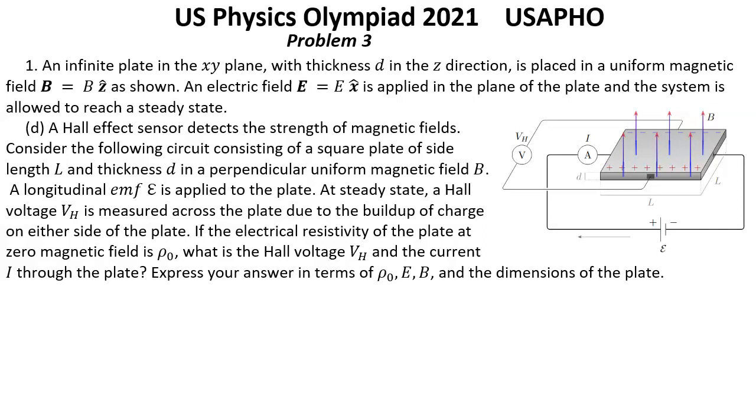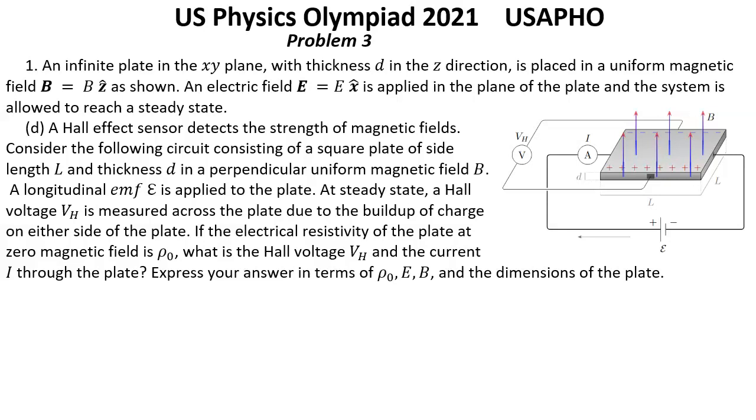Question D. How does the Hall effect sensor detect the strength of magnetic fields? Consider the following circuit consisting of a square plate of side length L and thickness D in a perpendicular uniform magnetic field B. A longitudinal EMF E is applied to the plate.